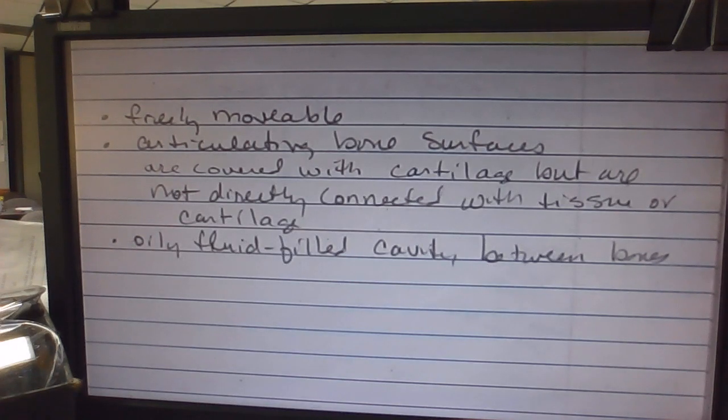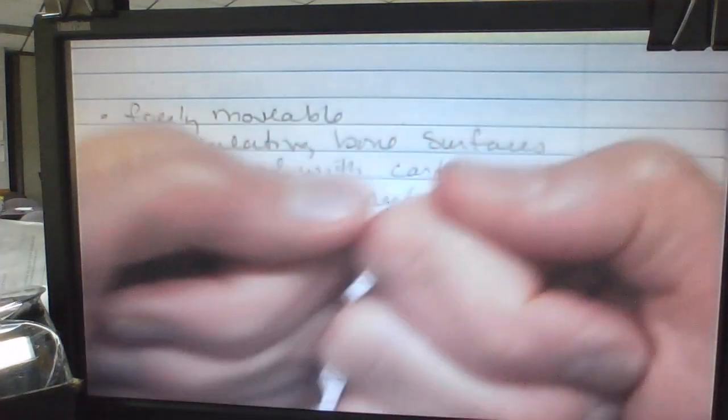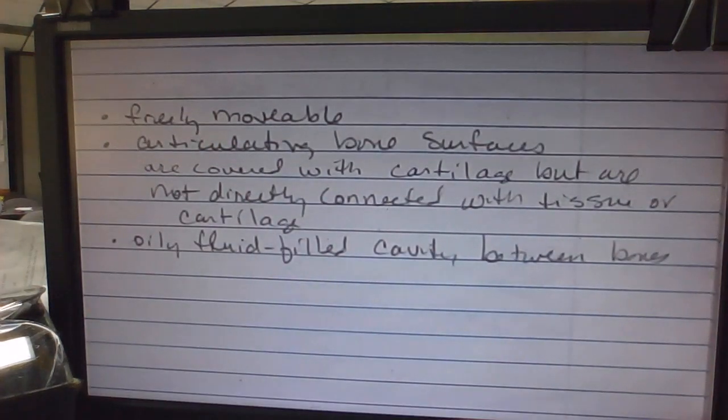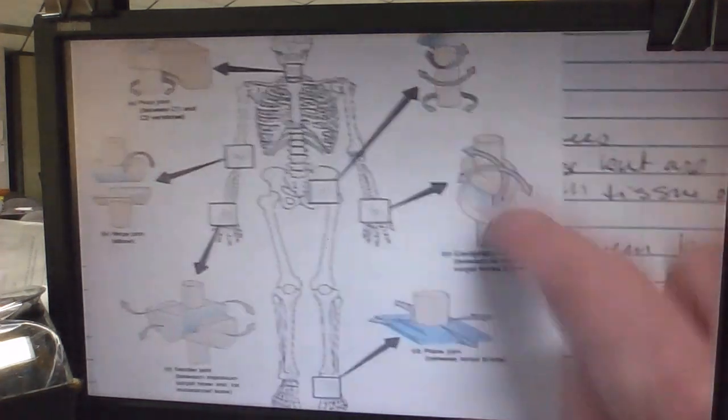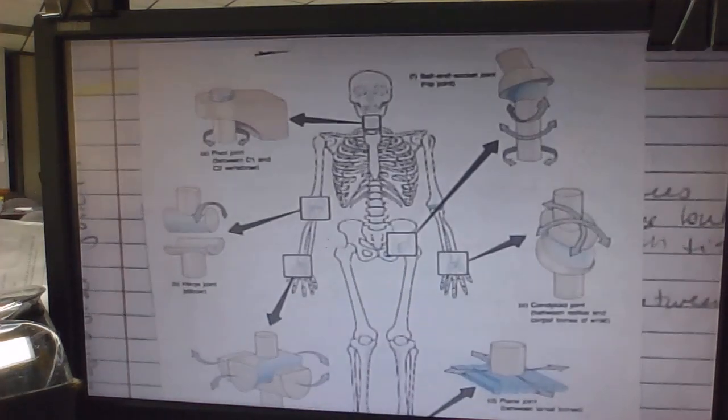They have articulating bone surfaces. That means that they are bone surfaces that articulate with one another. And those bone surfaces are covered with cartilage, but are not directly connected with tissue or cartilage. And synovial joints have an oily, fluid-filled cavity between the bones. So these are the 6 major kinds of synovial joints.